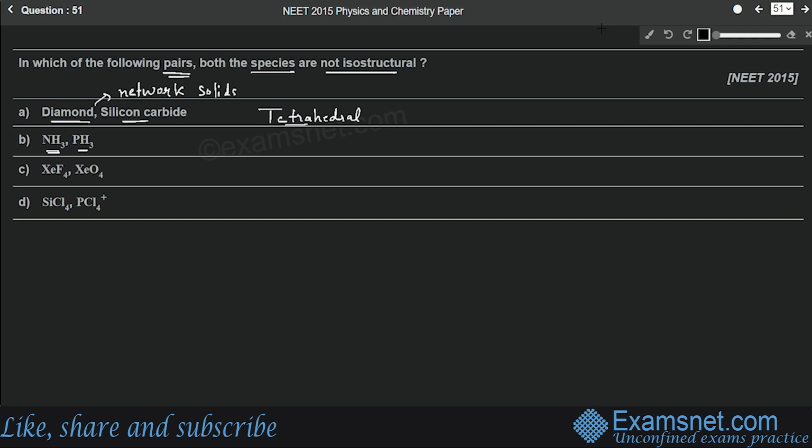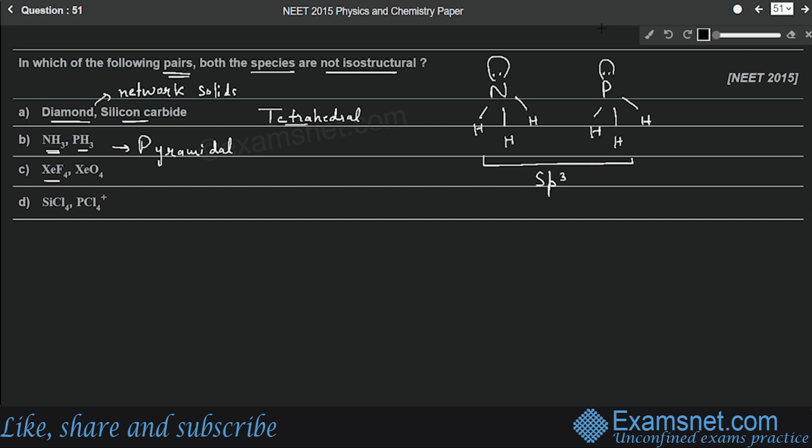So let's see the structure of ammonia. So this is nitrogen. 3 hydrogens are bonded to it like this, and one lone pair is present on nitrogen. Now if we see PH3, that is phosphine, so phosphorus, and similarly 3 hydrogens are bonded to phosphorus in the same way, and one lone pair of electrons on the phosphorus atom. So in both these species the hybridization is sp3 and the shape is pyramidal. So these are also isostructural, that means having the same structure.